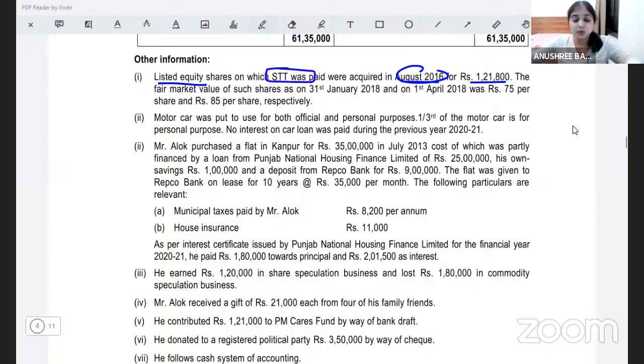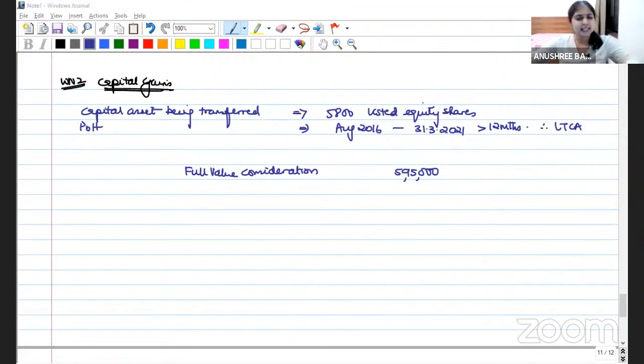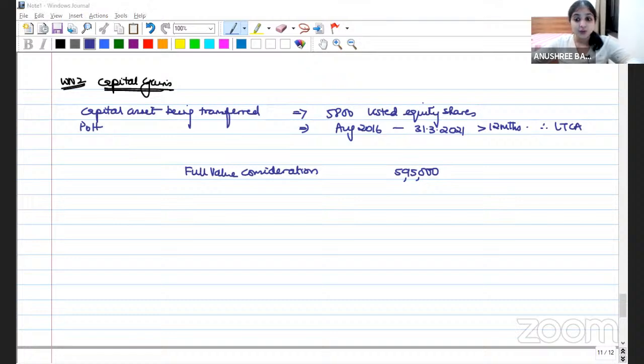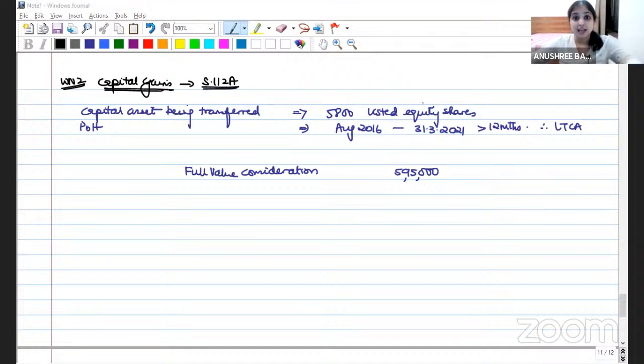All right. So listed equity shares on which STT was paid. Guys, listed equity shares, long-term, STT is paid. Does any section strike your mind? Think and tell me. Which section strikes your mind? Section 112A, right? So we'll have to apply section 112A over here. Do you remember what section 112A says? Cost of acquisition, even though long-term, no indexation, right?